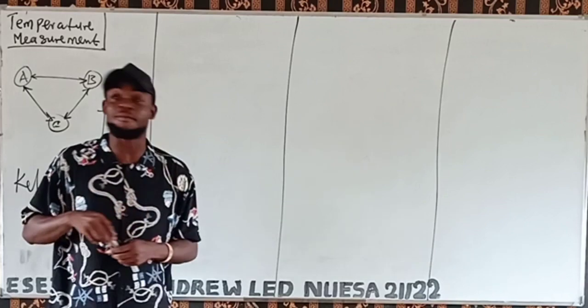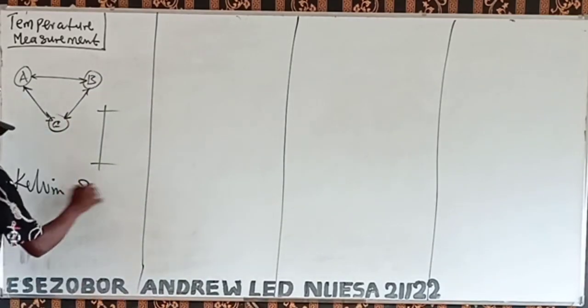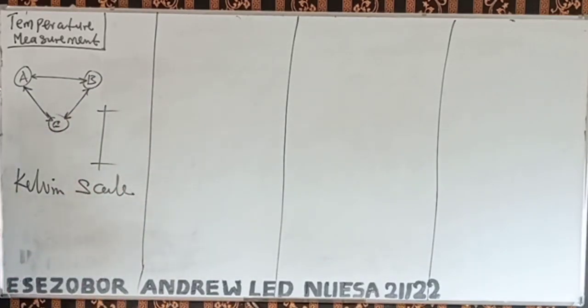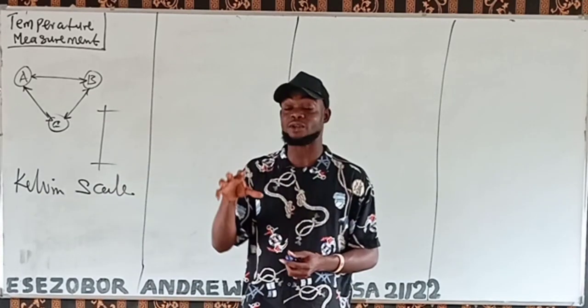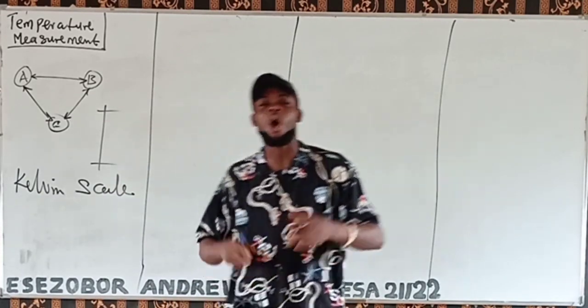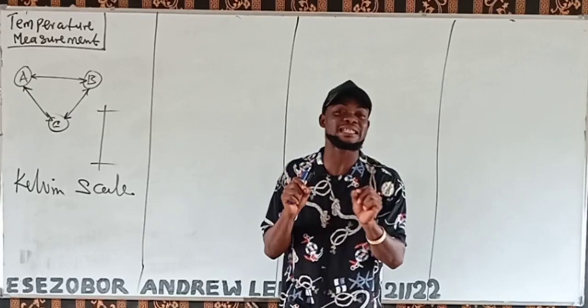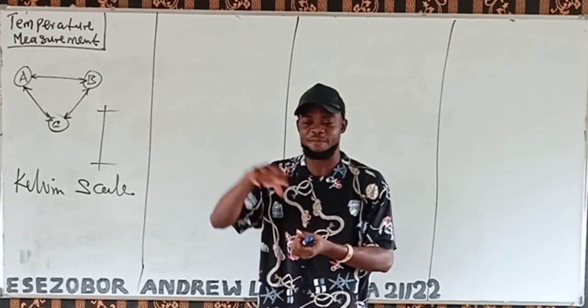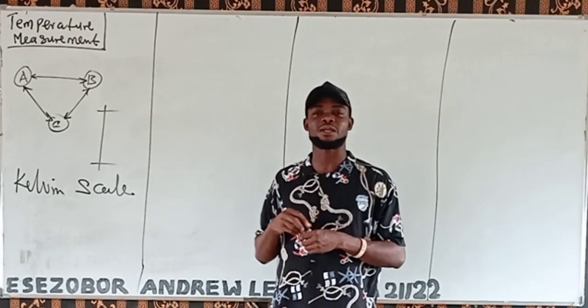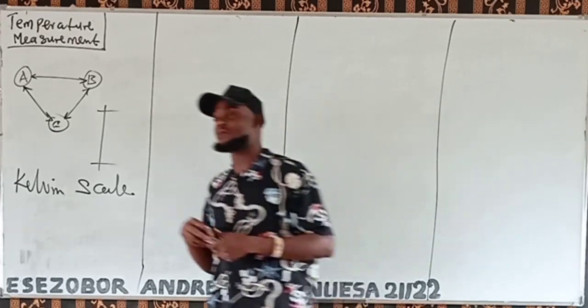Now, what is the meaning of Kelvin scale? This scale is also known as the thermodynamic scale. Take note of that. And it is based on the theoretical efficiency of a perfectly reversible heat engine, not practical.